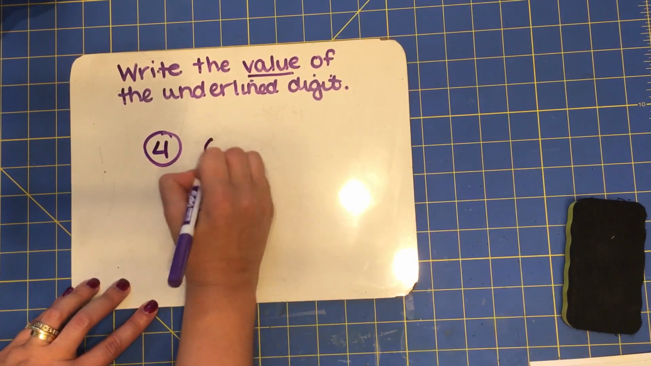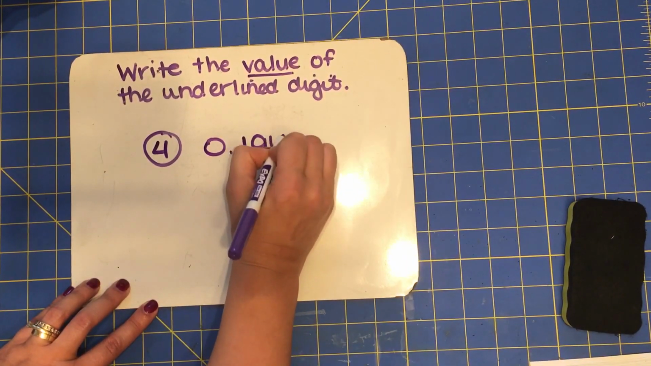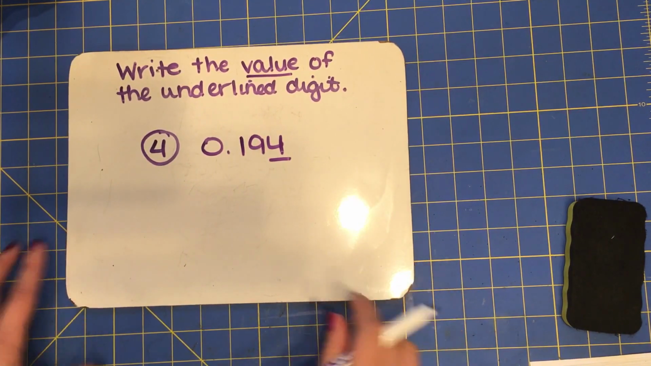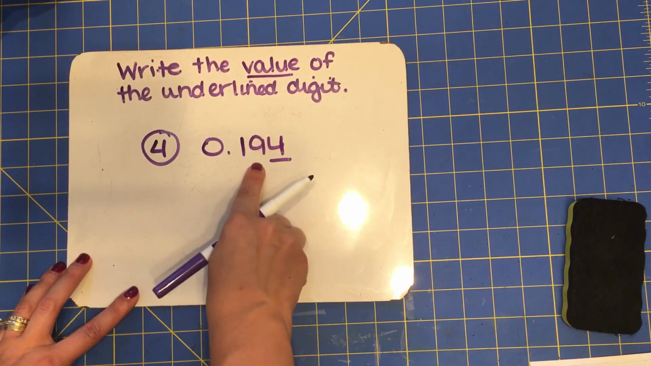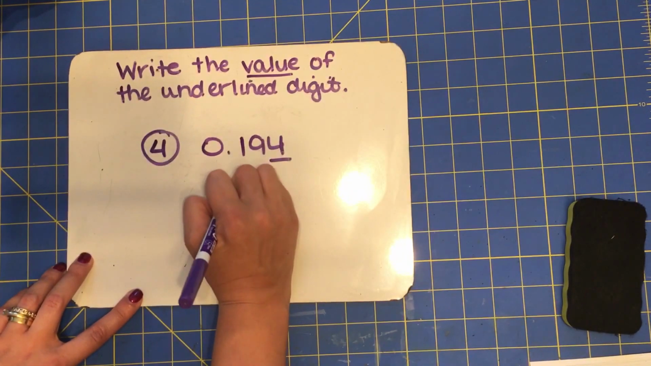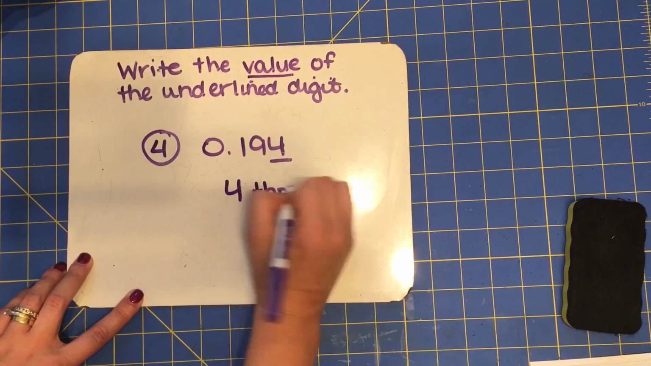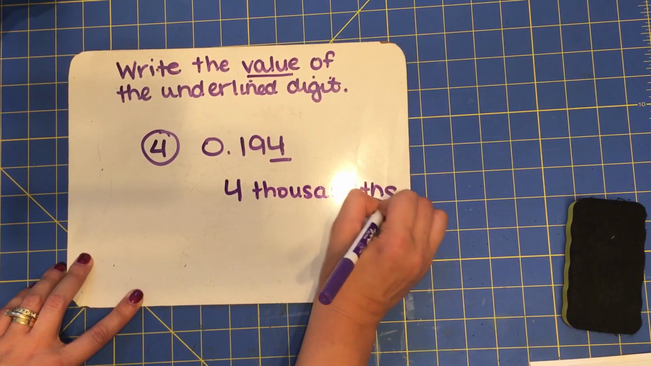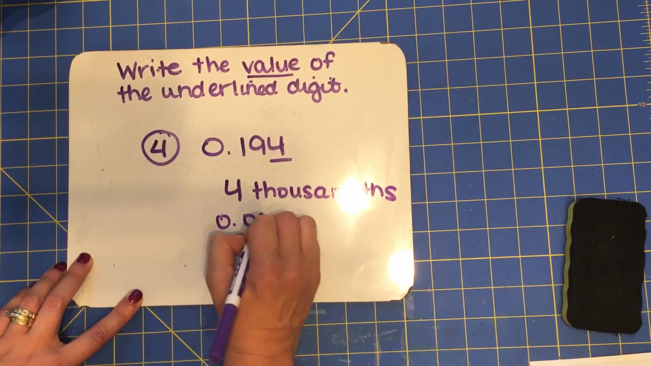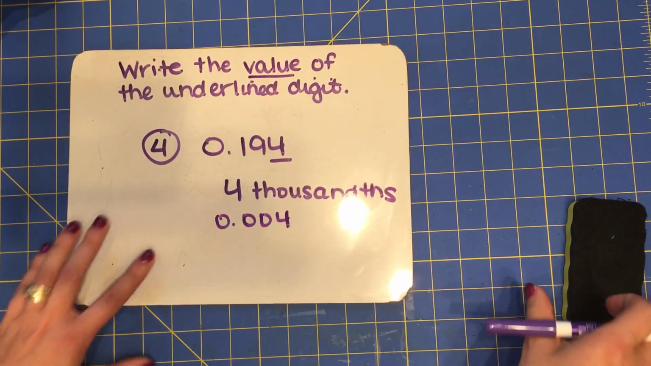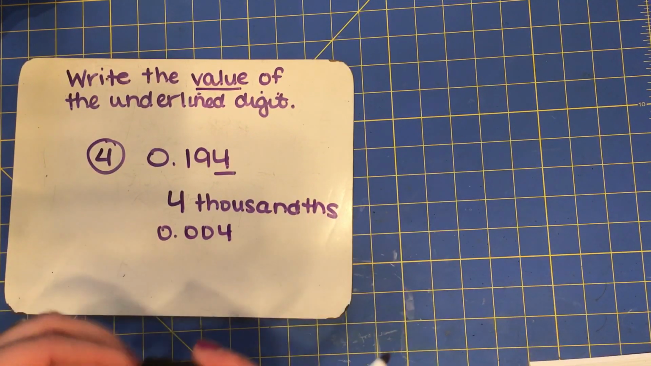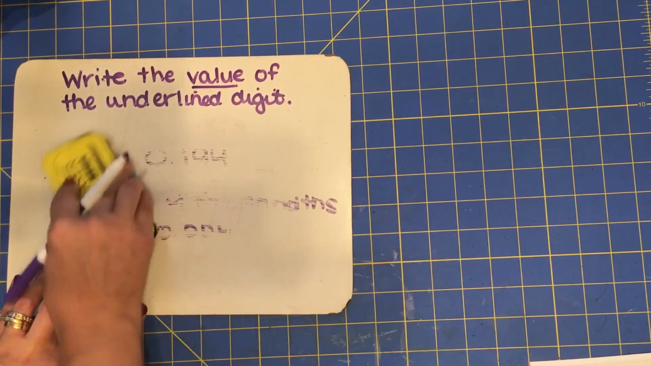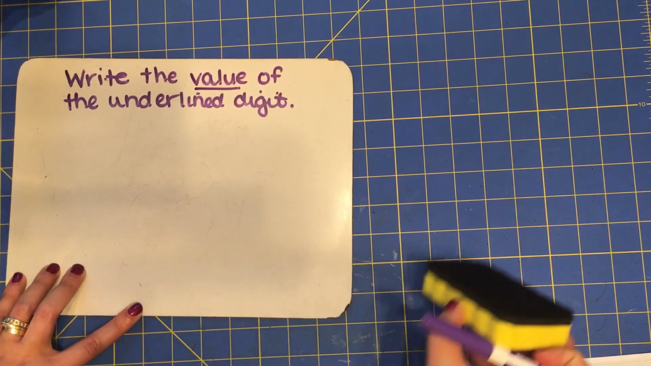Number 4 says 194 thousandths. So if you look at the 4, this is tenths, hundredths, thousandths. So I could have written 4 thousandths, or the other form. Either one of those answers would be acceptable from the homework last night. All right, let's go on to number 5.